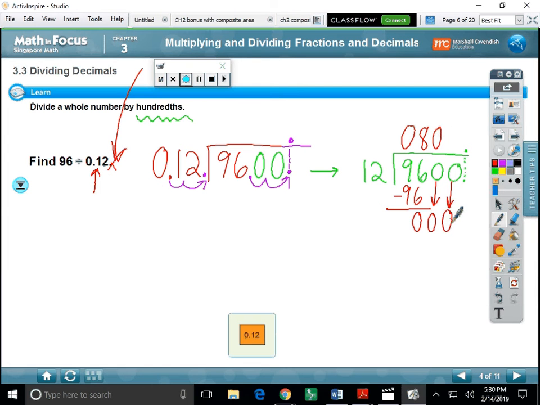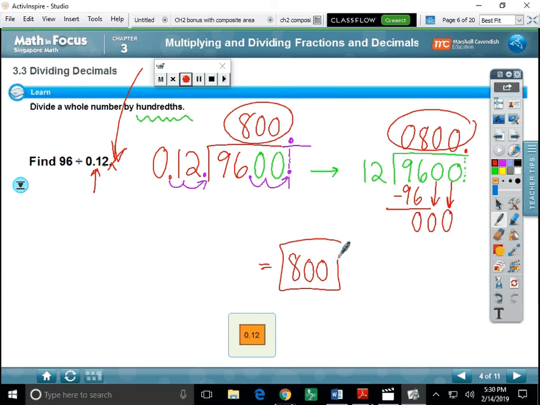Now I could do it again. There's another placeholder to bring down. And you would say, well, how many times does 12 go into this 0? And the answer would still be 0. There are no other digits to account for. You took me all the way back here to the decimal. I actually have a final answer of 800. So here, or with a quick cleanup step, we would just show 800 as a final answer.